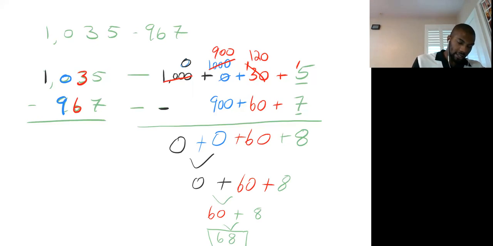Now I'm going to use stacking. Remember, feel free to use whichever one you feel is useful. So I'm going to borrow 1,000, so that's going to 0. This becomes 10, I borrow again, it becomes 9. 13, I borrow again, becomes 12. 15 minus 7 is 8. 12 minus 6 is 6. Sorry, let me draw in the colors. 12 minus 6 is 6. 9 minus 9 is 0. 0 minus 0 is 0. I get 68 on both ends.